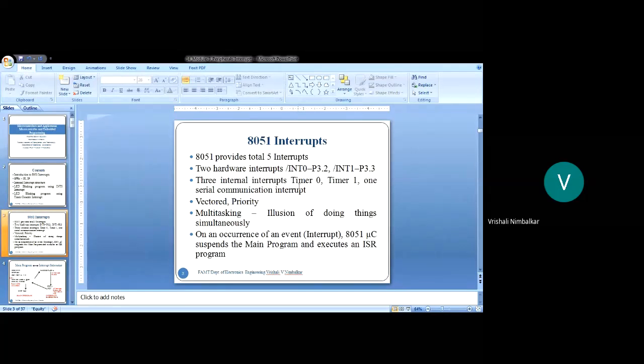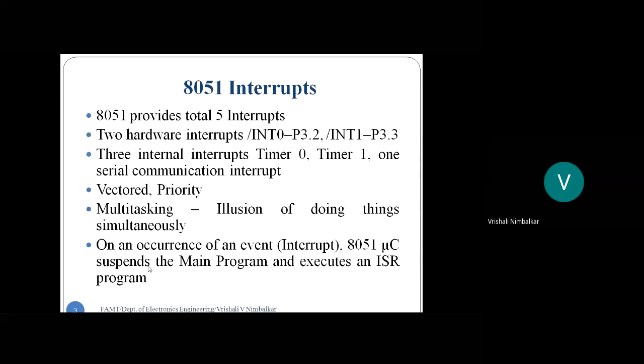The 8051 microcontroller provides a total of 5 interrupts, out of which 2 are the hardware interrupts, INT0 bar and INT1 bar, on the external pins P3.2 and P3.3. See, there is a slash mentioned, so that is indicating INT0 bar, an active low hardware interrupt, and INT1 bar, an active low hardware interrupt. So these are the two external hardware interrupts and they are active low.